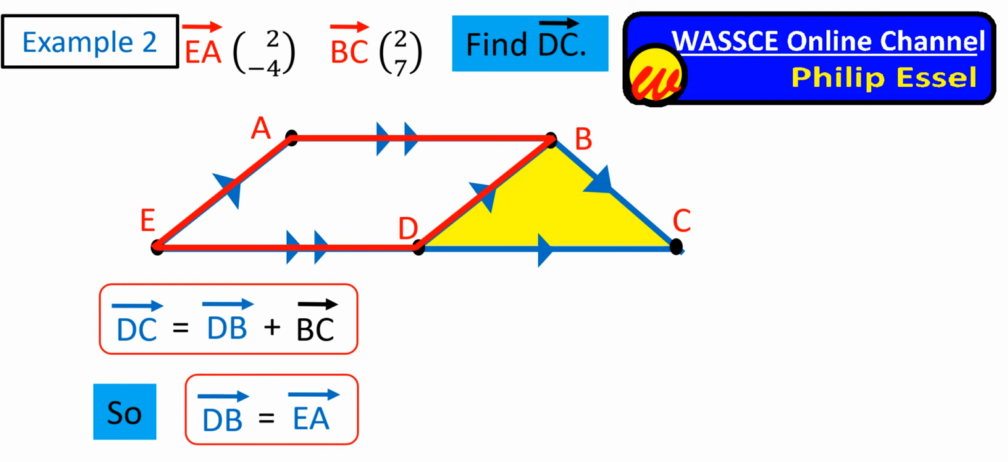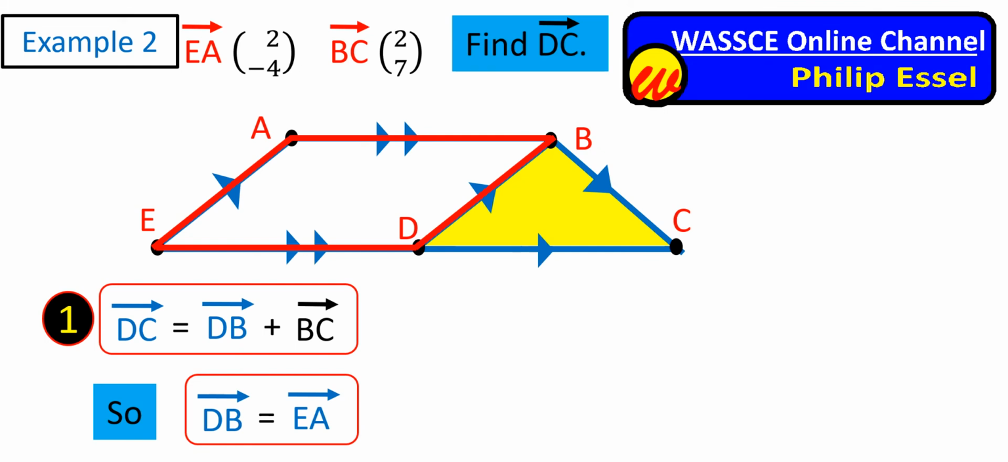Now let's name the first vector equation equation 1. From our vector equation 1, to be able to find the vector DC, we need to know the vector DB, and we also need to know the vector BC. So all we will need to do is to add the two vectors together to get the vector DC. The question gave us the vector BC. However, the question did not give us the vector DB. It rather gave us the vector EA.